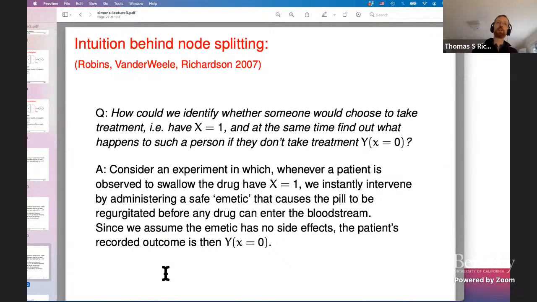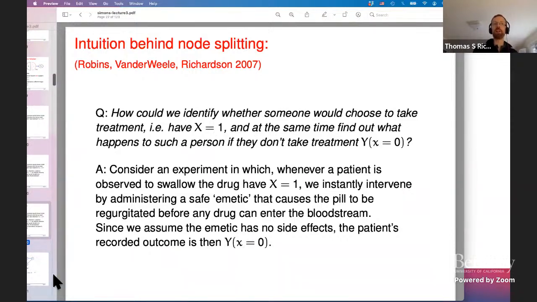And since we're assuming the emetic has no side effects, the patient's recorded outcome is then going to be Y of X equals 0. Okay, so this is just a thought experiment, but it's helpful, I think, because it ties into this idea of splitting. The idea of splitting is that we're imagining an instant in time where we get to see what the natural value of treatment would be, and then we intervene.